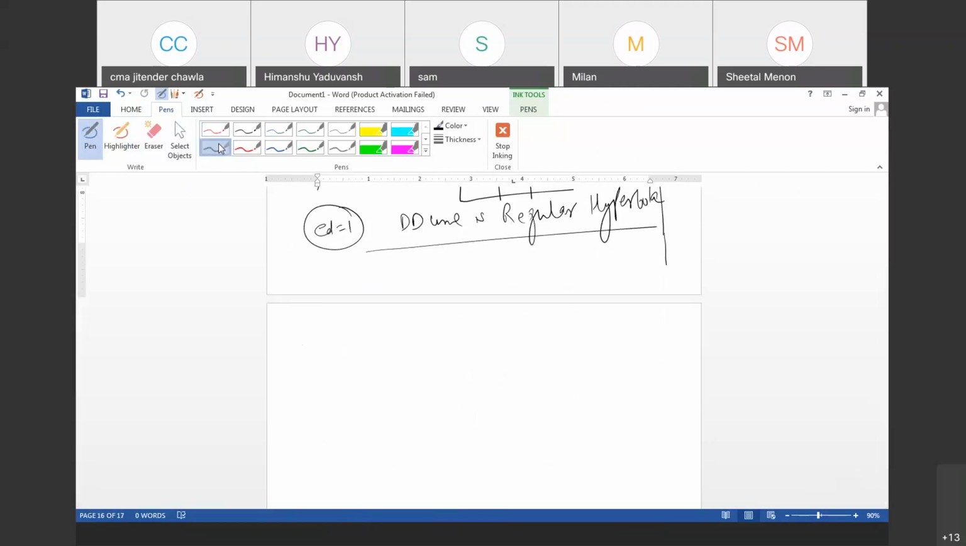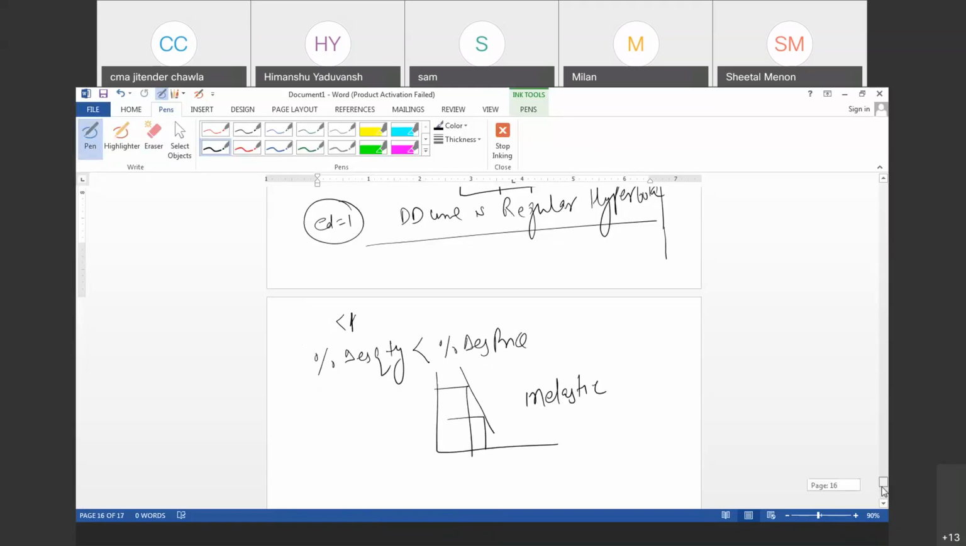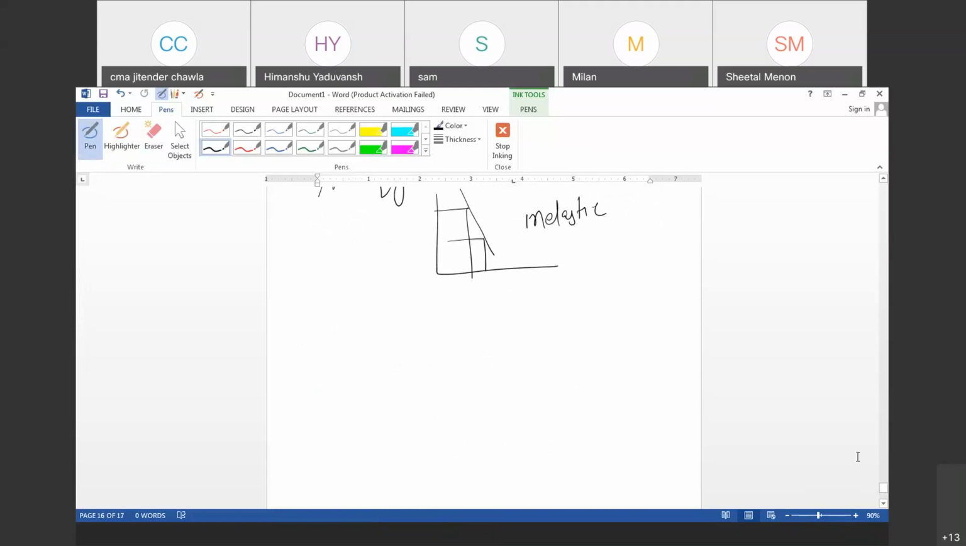ED is less than 1. That means the percentage change in quantity is less than the percentage change in price. Here the demand is inelastic. And when ED is equal to 0, that means the percentage change in quantity equals 0. That means the curve is perpendicular, at a 90-degree angle, or you can say parallel to the y-axis.